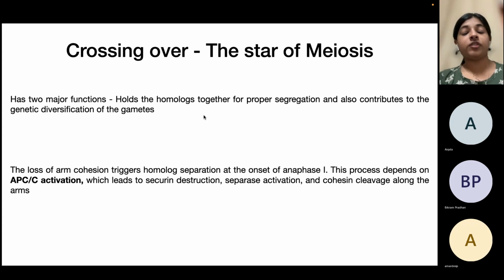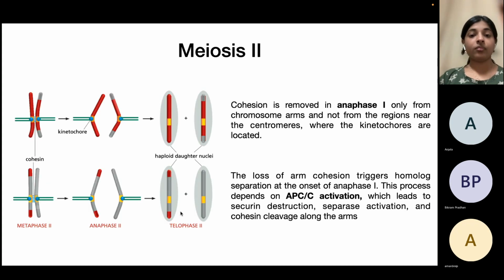Now, we've seen that there is this protein known as separase that is activated upon mitosis, and it results in the degradation of the protein securin. Securin is what holds the two sister chromatids together, and its degradation separates them away from each other. But here, the securin is not destroyed and they are held together.